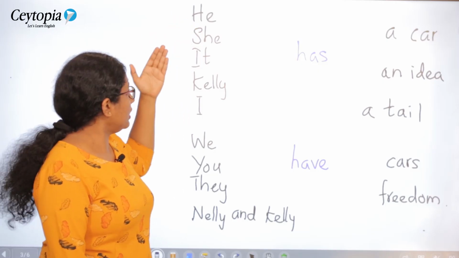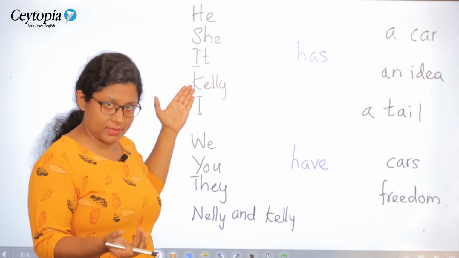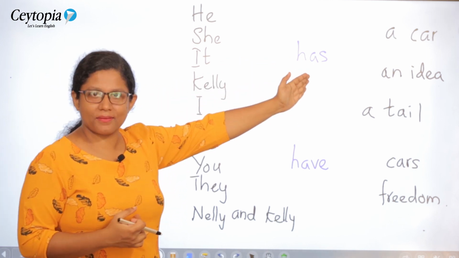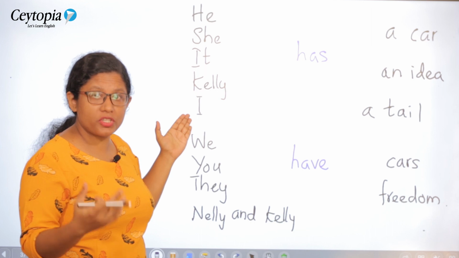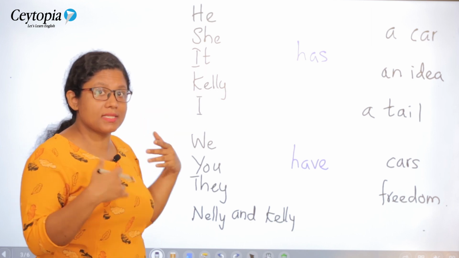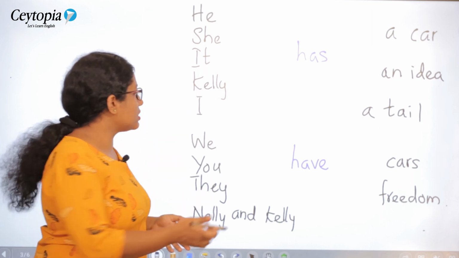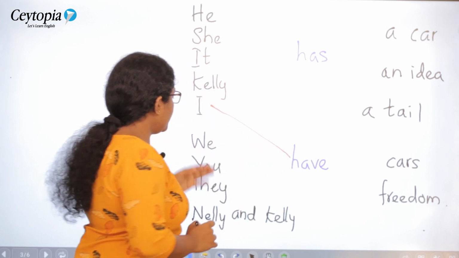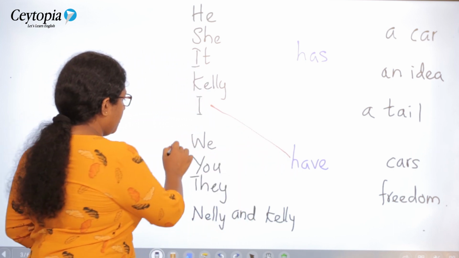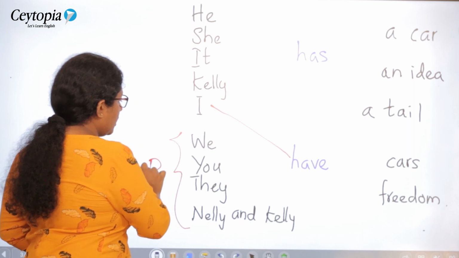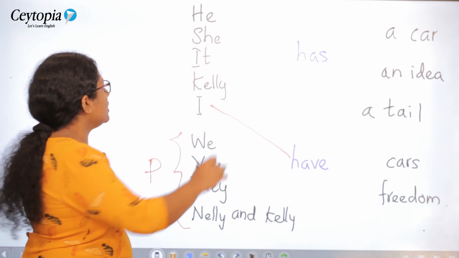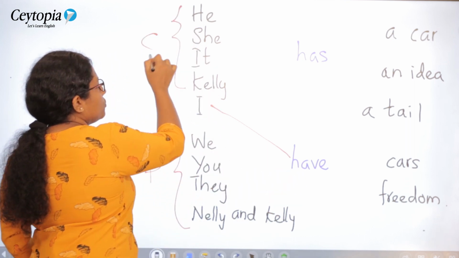With he, she, it and Kelly, the singular subjects, we use has. With I, we have a special treatment. Even though it is a singular subject, we use have. With all the plural subjects, with these plural subjects, we use have. With these singular subjects, we use has.